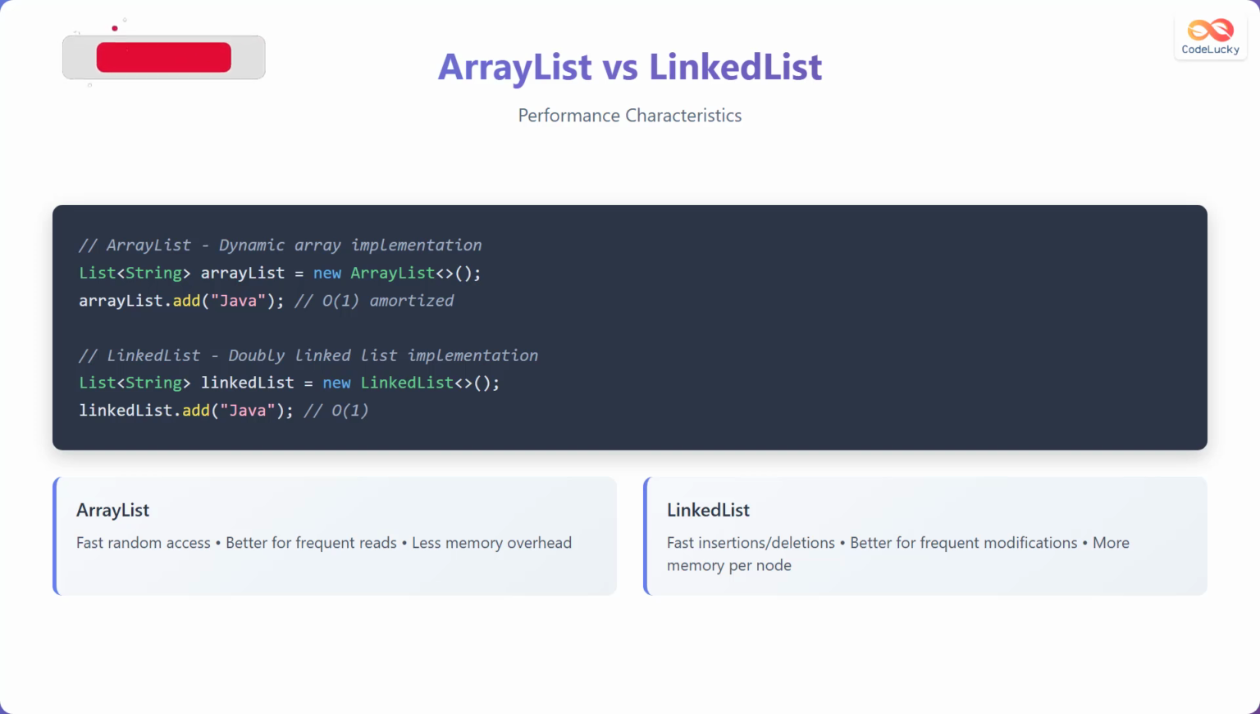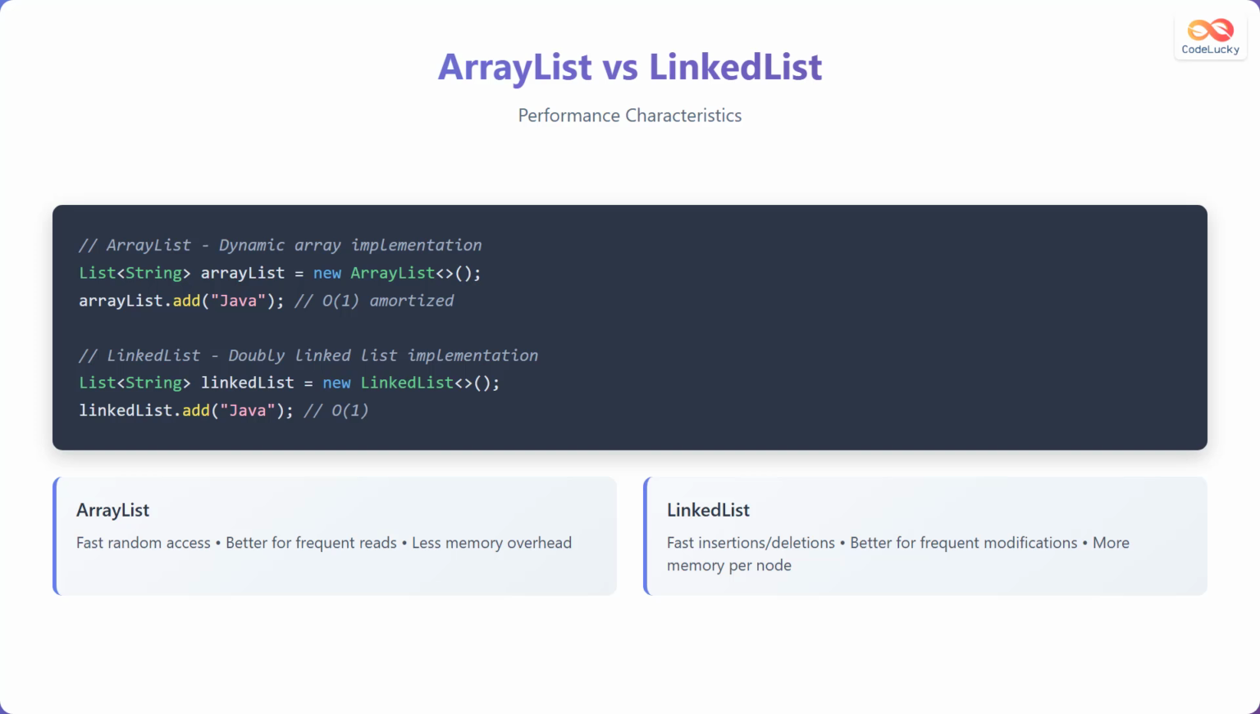Understanding when to use ArrayList versus LinkedList is crucial for writing efficient Java code. ArrayList uses a dynamic array implementation where elements are stored in contiguous memory locations. Adding elements has O(1) amortized time complexity, meaning it's constant time on average. ArrayList provides fast random access to elements and has better memory efficiency due to less overhead per element. It's the better choice for frequent read operations and when you need to access elements by index.